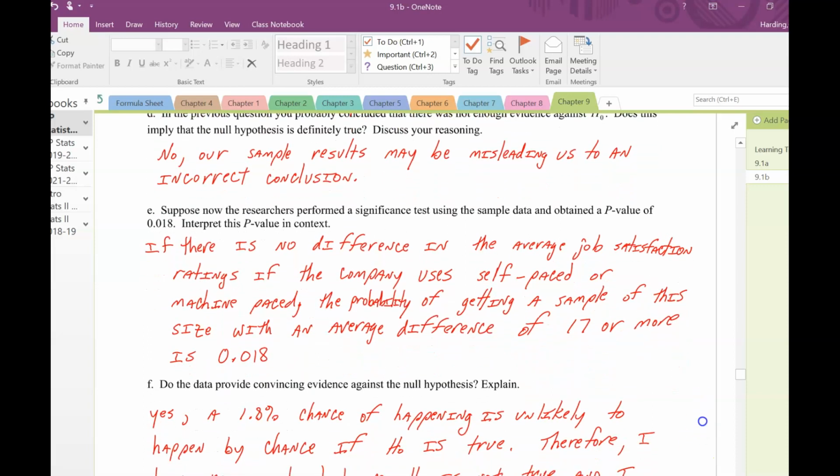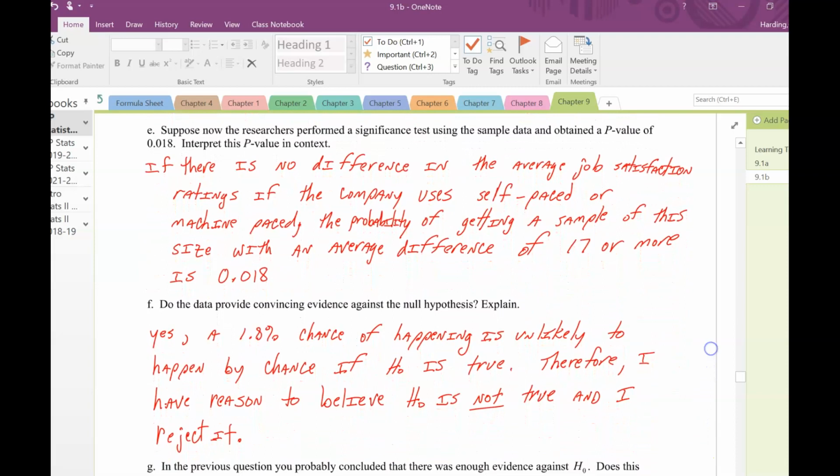All right, thinking back to the conditional probability, we know that if there is no difference in the job satisfaction ratings between self-paced and machine-paced, then the probability of getting a sample that these researchers had used with an average difference of 17 or more is 0.018. So you can phrase it just in the form of a conditional probability. If the null hypothesis is true, the probability of getting a sample like what we're looking at is 0.018.